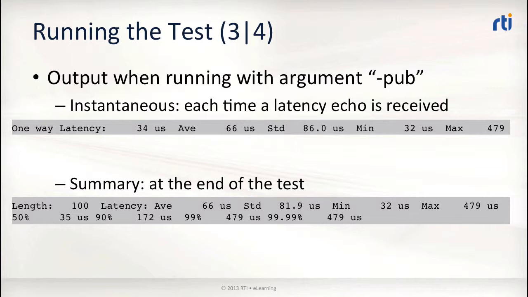These numbers are the histogram of the latency measurements, providing average, standard deviation, min, max, 50 percentile, 90 percentile, 99 percentile, and 99.99 percentile. The percentile measurements can be interpreted as X% of the measurements are less than or equal to this number. So in the results on this page, the 90th percentile means 90% of the observed latency measurements were less than or equal to 172 microseconds.